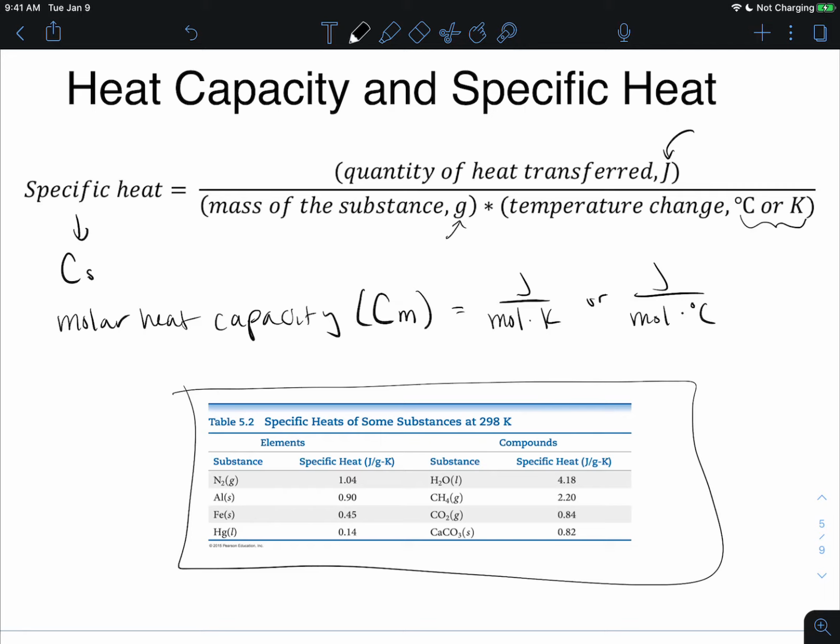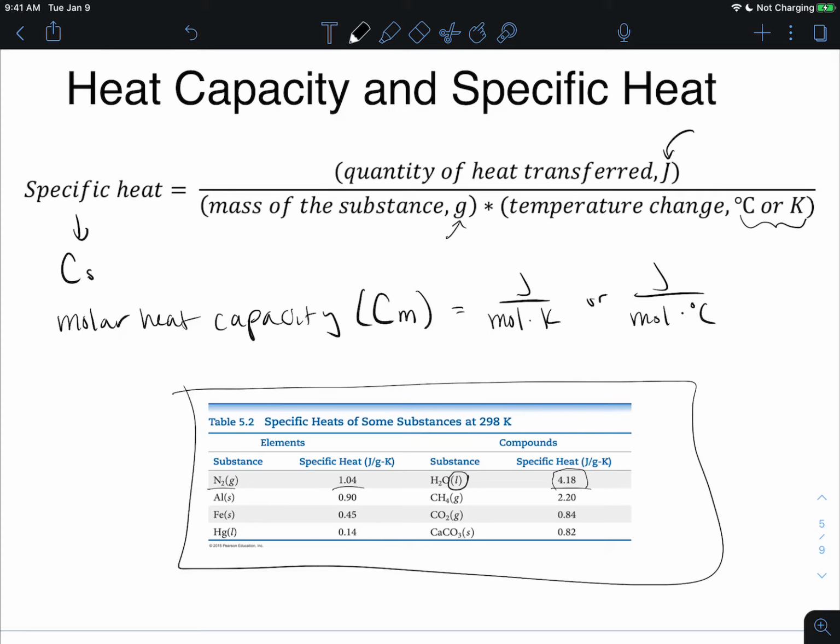There will be times you'll use molar heat capacity, but to use one versus the other, you just need to convert from grams into moles, or moles into grams. It's very easy. So our specific heats themselves, we have things like nitrogen gas, which has a reasonable specific heat, but then we have things like water that has a very, very large specific heat. Note, please, that the specific heat is going to be phase dependent.